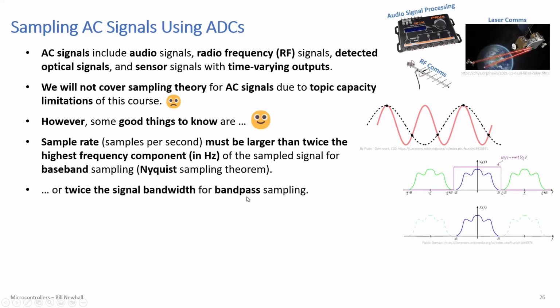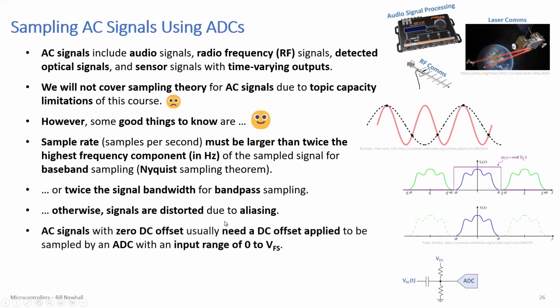Or for something called bandpass sampling, you can actually sample at just more than twice the signal bandwidth. So if you have a signal at a higher frequency, you could sample at twice its bandwidth and you get it translated down to the DC range. So something else you could look at. Otherwise you get this aliasing effect.